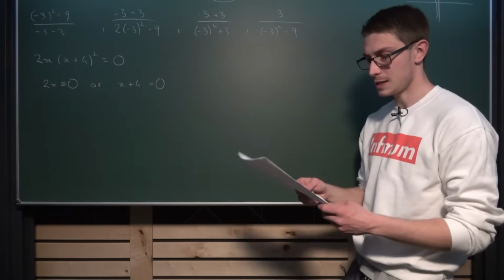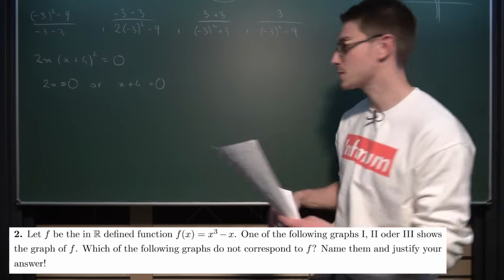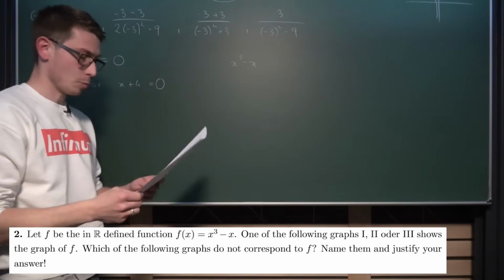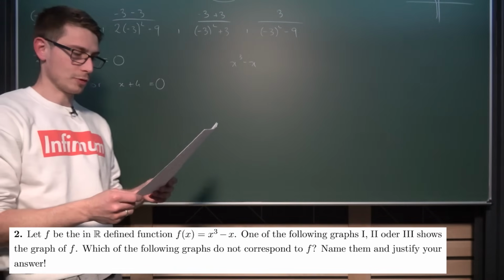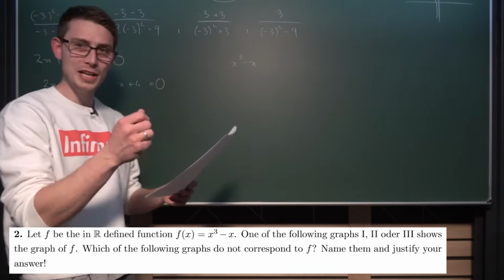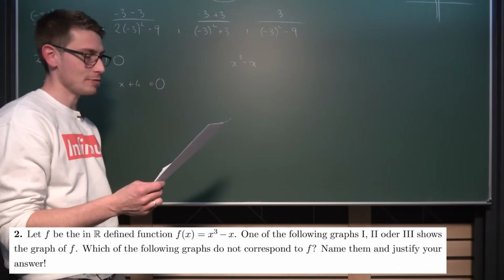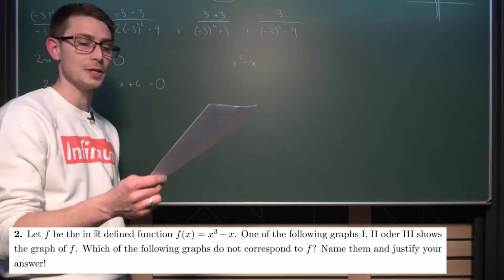Okay, and for the last exercise, let f be the function defined on R by x cubed minus x. One of the following graphs, 1, 2, or 3, shows the graph of f. Oh, I forgot a word there. I need to fix this while editing the video. Which of the following graphs do not correspond to f?